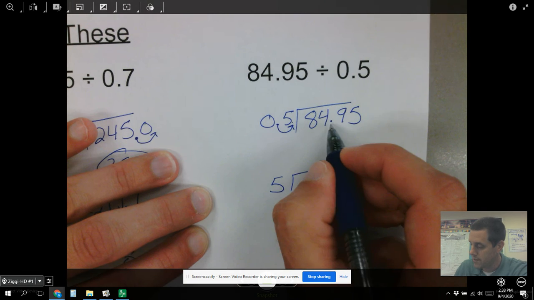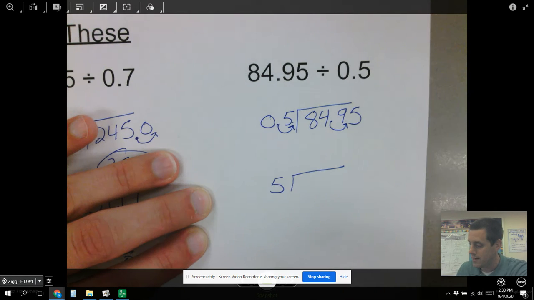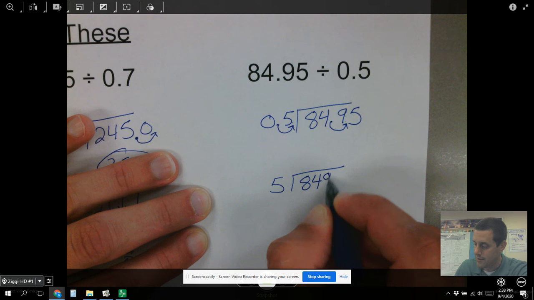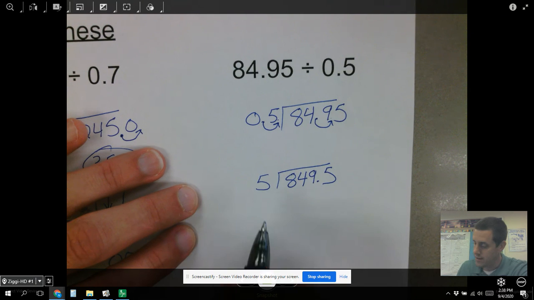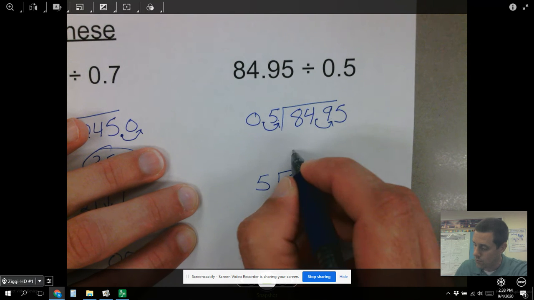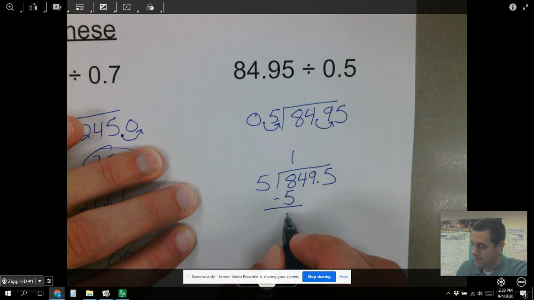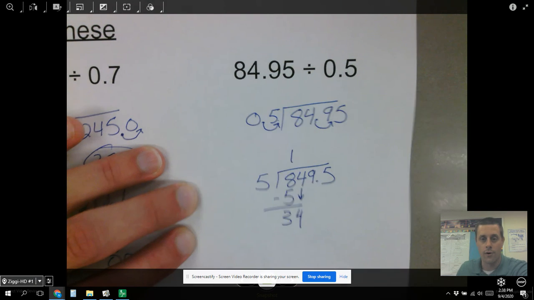And I'm going to do the same thing to my dividend. We're going to jump the decimal point one place to the right. It is now between the 9 and the 5. Our new dividend, 849.5. All right, we are ready for long division. 5 is going to go into 8 once. 1 times 5 is 5. Subtract. 8 minus 5 is 3, which is less than 5, so I am allowed to bring down the 4.